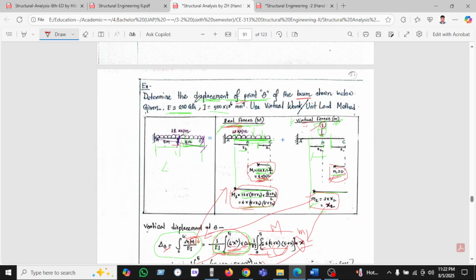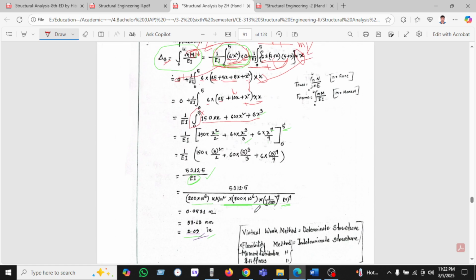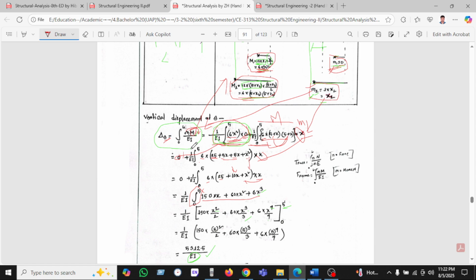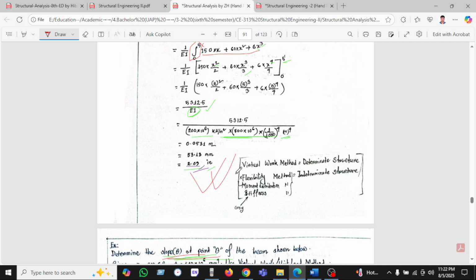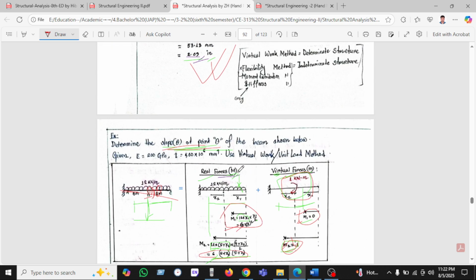The summary is that for the displacement at point B, we take the real forces, which is the capital M, and for the virtual work we apply a 1 unit load. If we are asked for the slope at point B, then we apply a 1 kilonewton-meter moment. After integration of m into M divided by EI, and putting in all these values, we find this value, and we also find this radian.